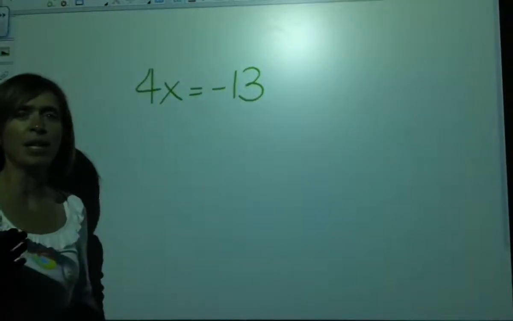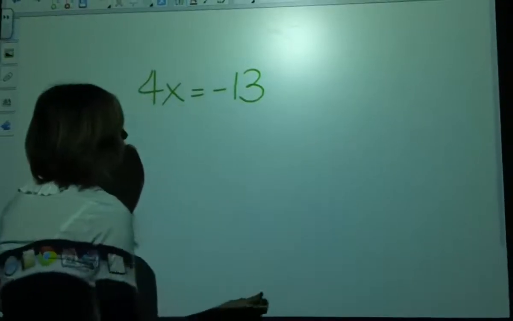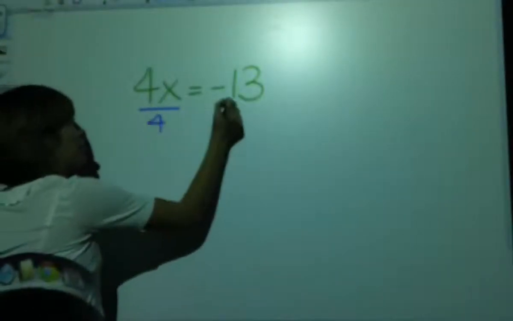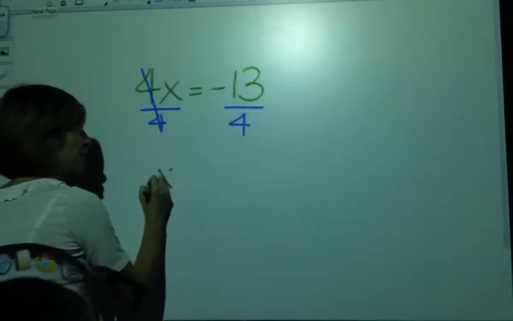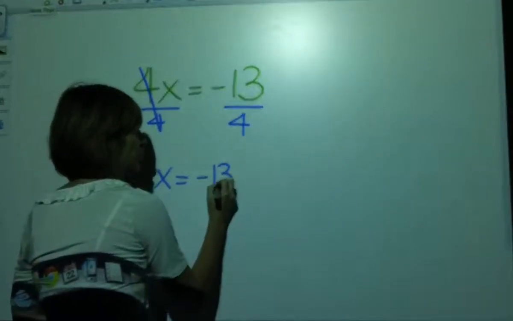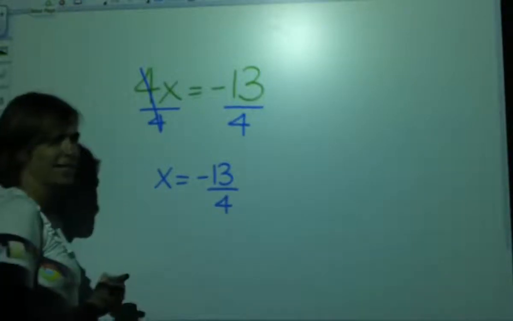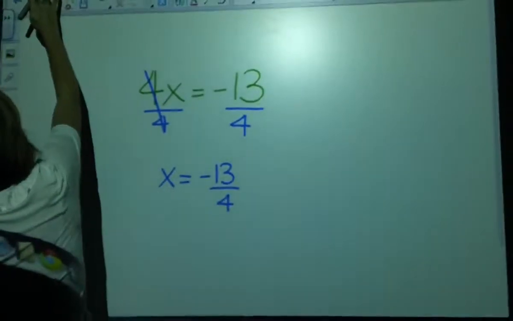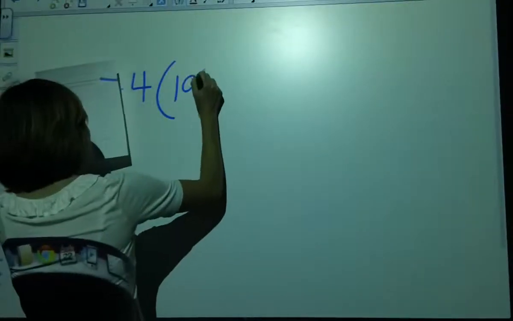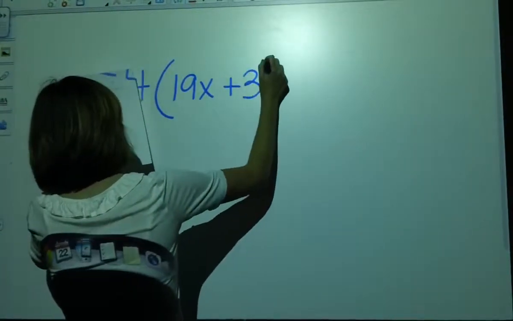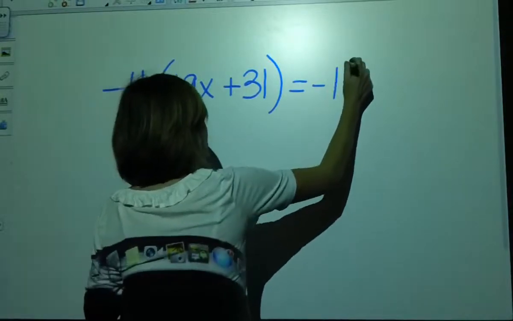All right, looking at 4x equals -13. Very easy, basic problem. You all have been very comfortable telling me that you can divide both sides by 4. All right, 4's cancel. You're left with x equals -13 over 4. Yes, that's an answer. But the same thing we just did with multiplying by the reciprocal can work with division as well. -4 times (19x plus 31) equals -16.